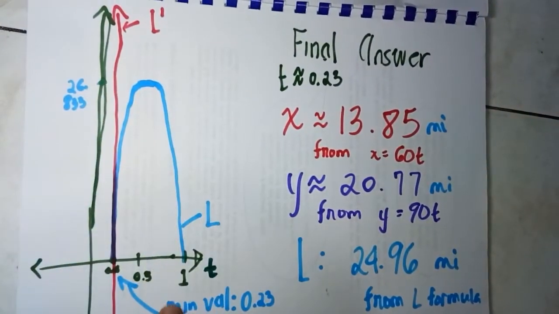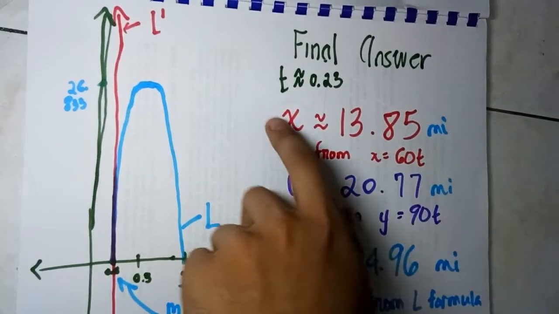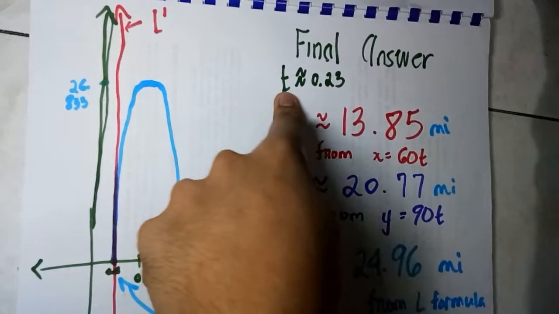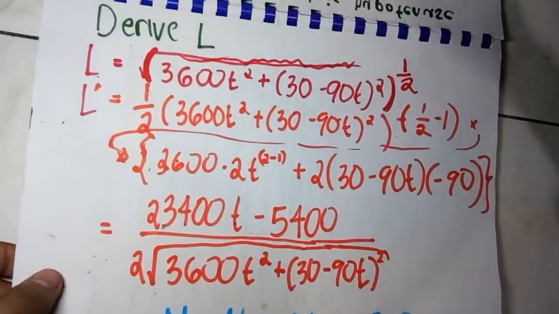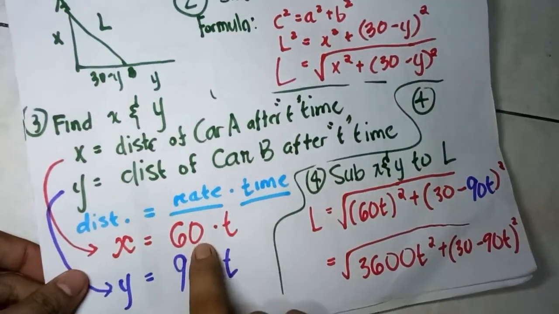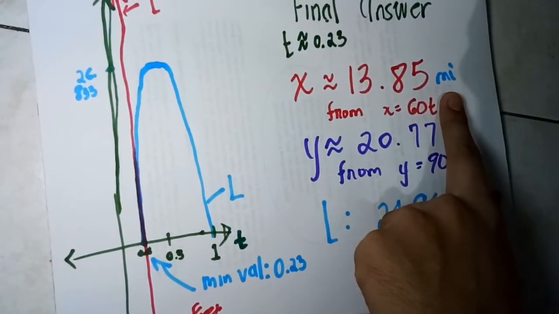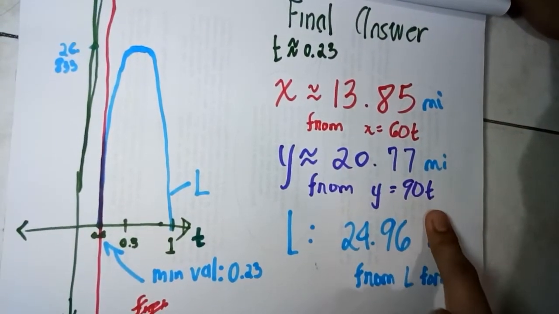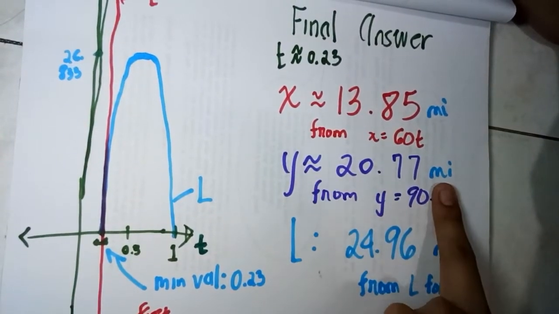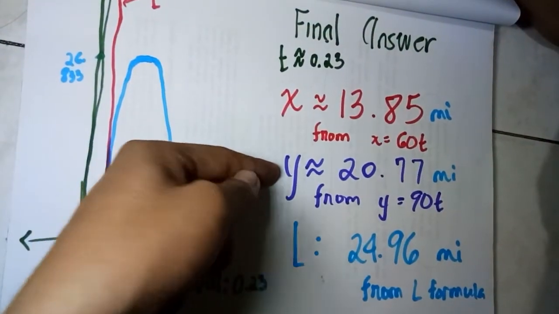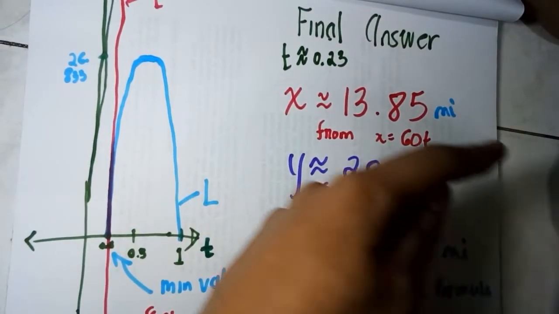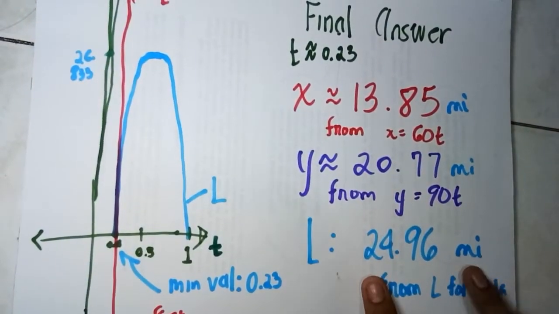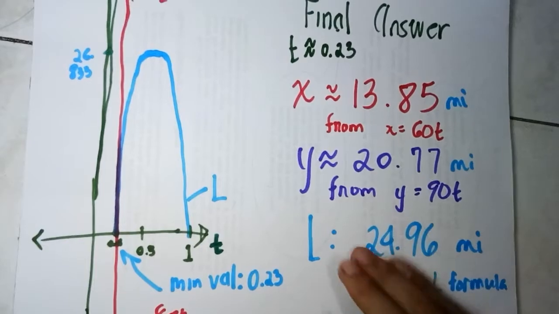This graph is only for aesthetic appeal. Now I'm going to substitute t to x, and the answer will be this. Then I'm going to substitute t to y, and this will be the value of y. Then I'm going to use x and y and substitute them to the formula of L, which will give this one, and this will approximately be the answer.